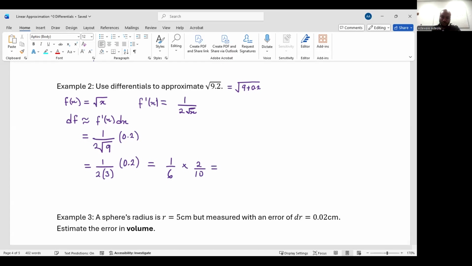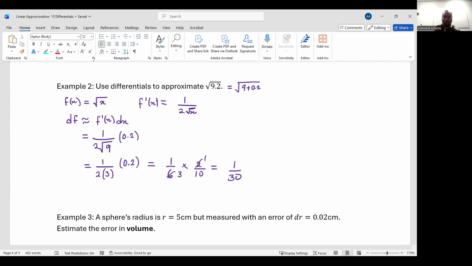So which is 1, 3. So that is 1 over 30. So that is, what do we have here? df, the change, right? The change in f is this.